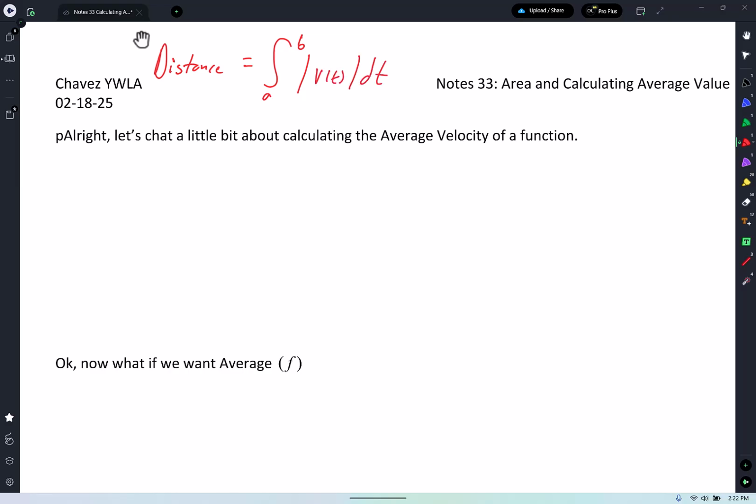Yay! So that's distance. If I take away the absolute value, it is called a what? Displacement. So displacement is the integral from A to B of v(t) dt. Let the units help you out. If velocity is in meters per second and time is in seconds, the area under the curve will be meters. Meters per second times seconds is just meters.